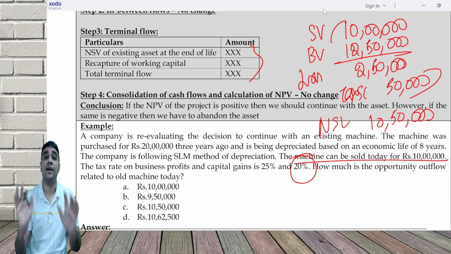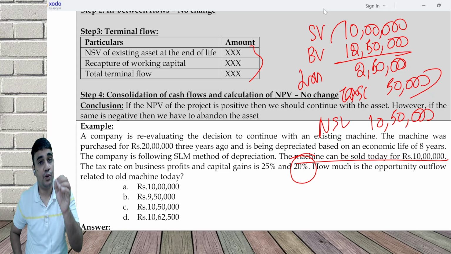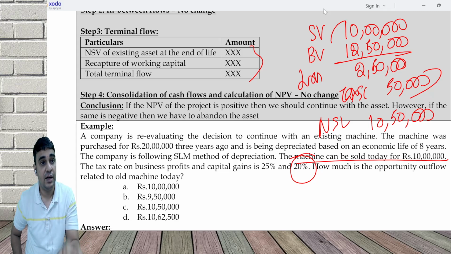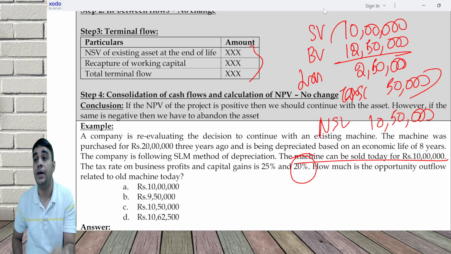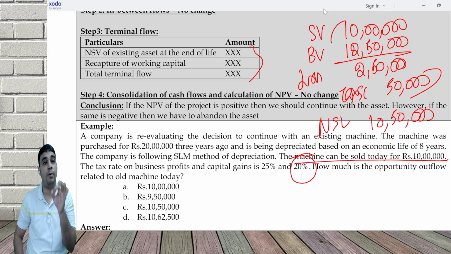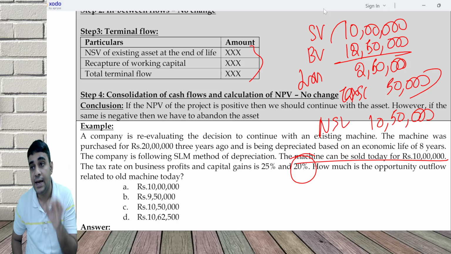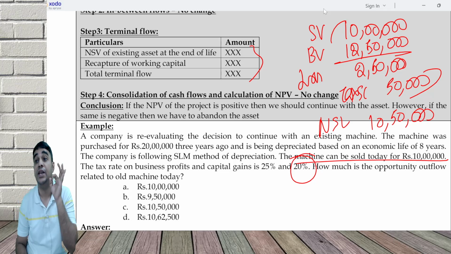Now what does 10 lakh 50 mean? If you decide to continue with the machine, this is an initial outflow in the calculation. Why did you decide to continue? I'm not getting into it. Whatever be your logic, if you decide to continue with the machine, this is an opportunity cost on day 0. 10 lakh 50,000 is your initial outflow.